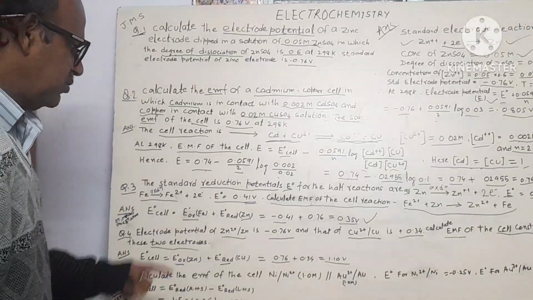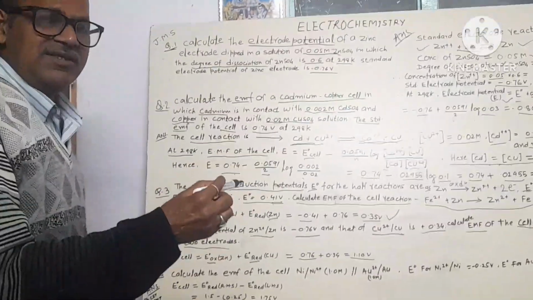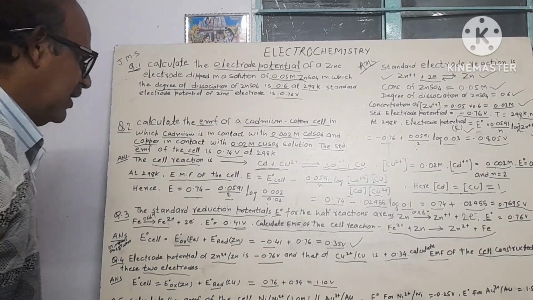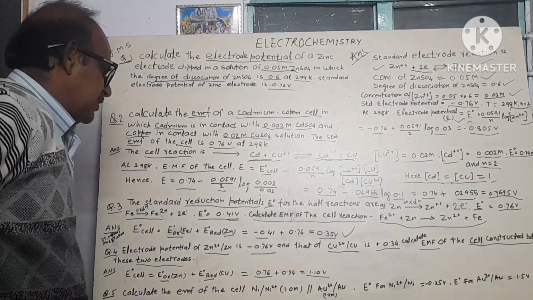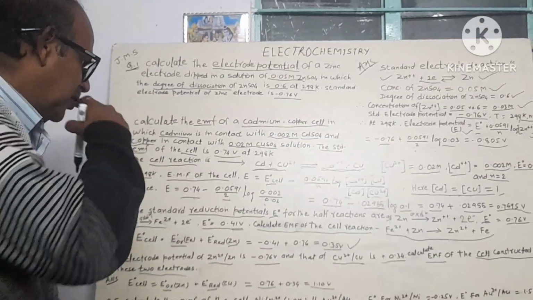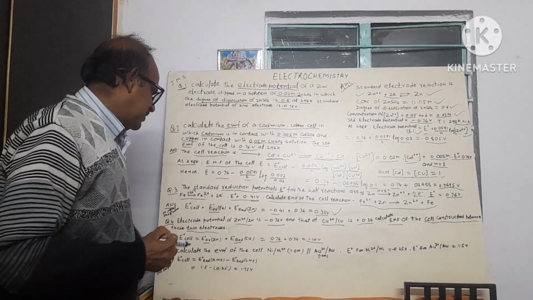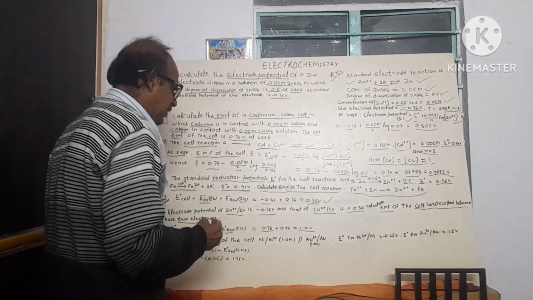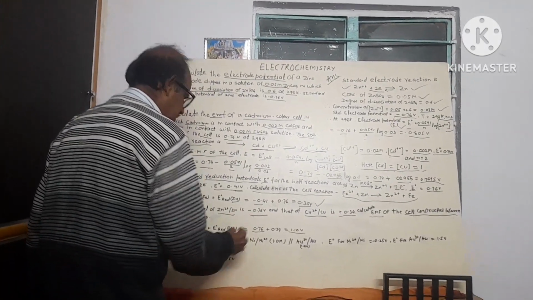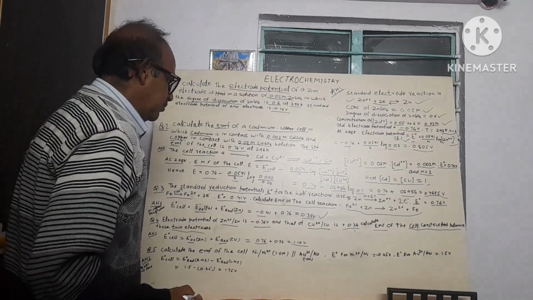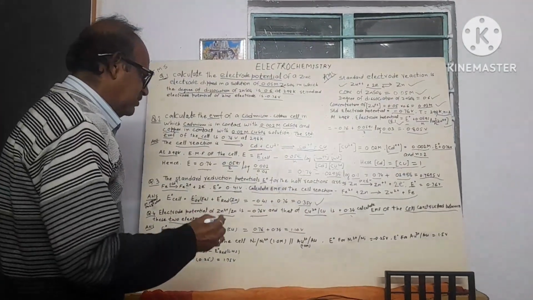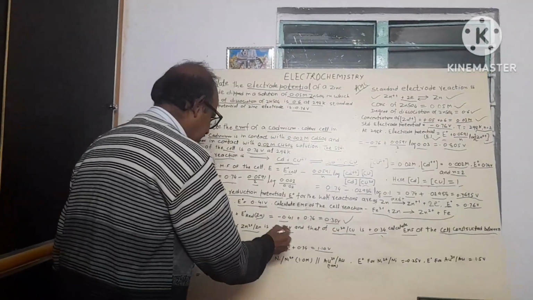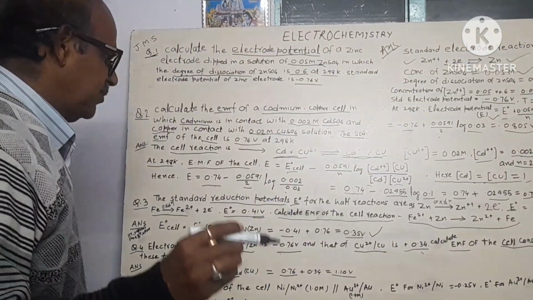The second method you can also apply: E right minus E left, meaning E cathode minus E anode. How will you think which one is cathode or anode? Already I told you that by seeing the value you can tell. Which value is less? This value is less and this value is more. Copper is more, plus 0.34, and zinc is less, a negative value. Then E cathode minus E anode.